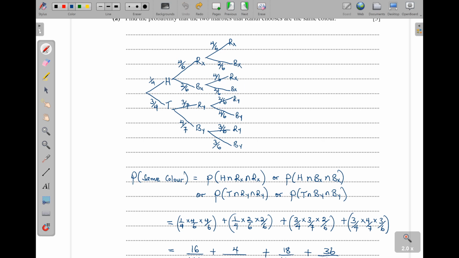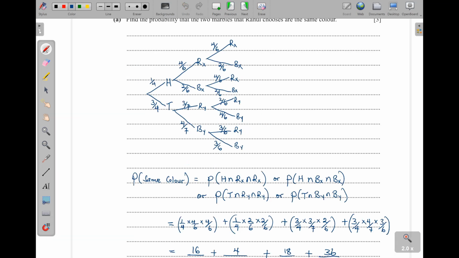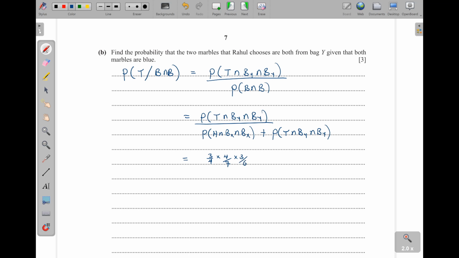Okay. Now, we are going to go back here and we say that this is going to be the probability of getting the head, then blue from X and also blue from X. Then you add probability of getting the tail, and then you get blue from bag Y and also blue from bag Y. So we shall get the tail is 3 over 4, probability of obtaining the tail, and then blue from Y. So blue from Y, we can see here 4 over 7, then 3 over 6. 3 over 4 times 4 over 7, then times 3 over 6.